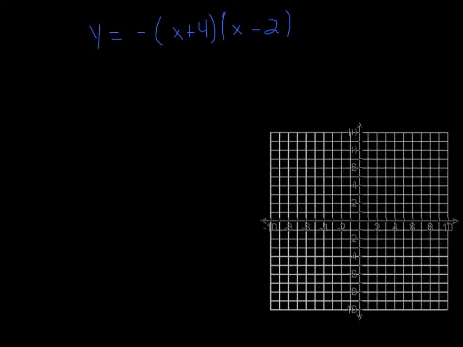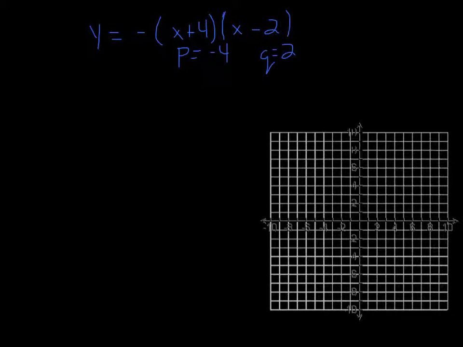So the last one: y equals negative (x plus 4)(x minus 2). So our a value is negative, so our graph is going to open down. And then our p, see it says positive 4, so our actual value is going to be negative 4, and for q it's going to be positive 2, because it just stays negative.